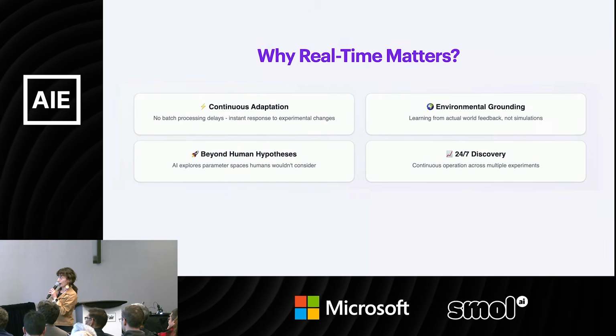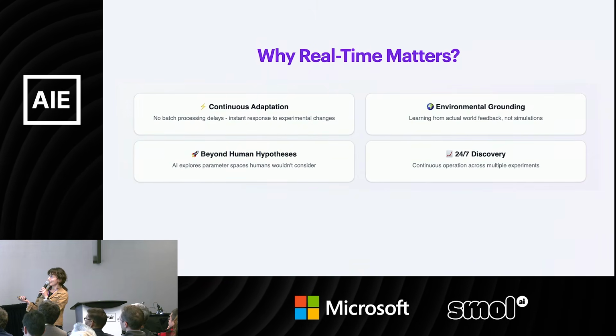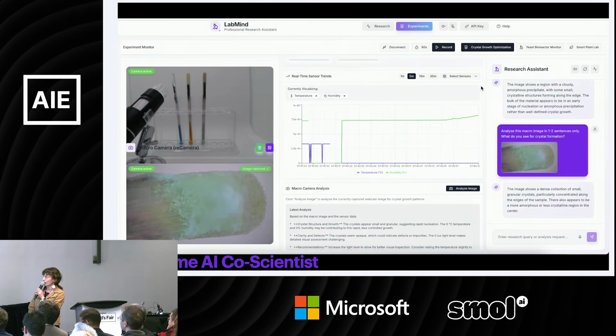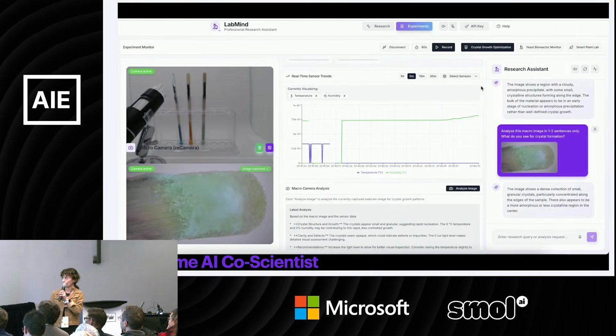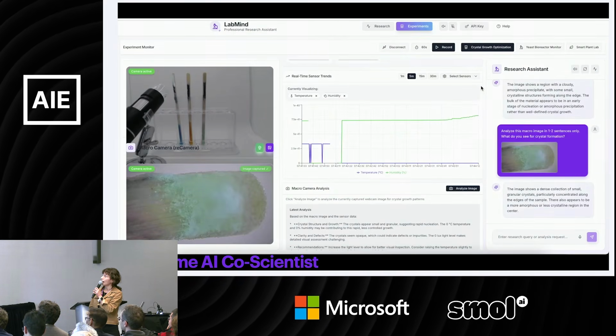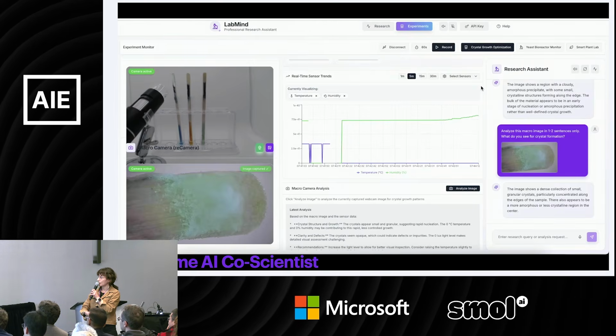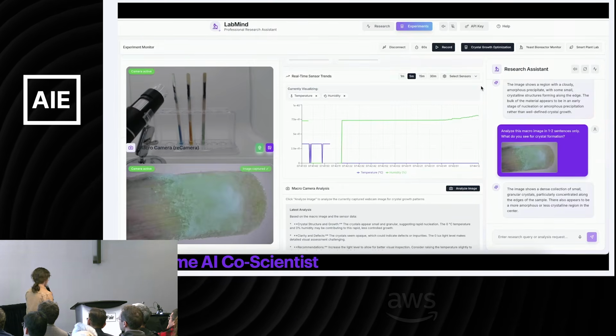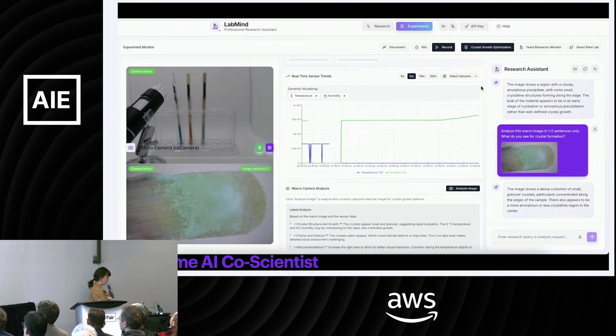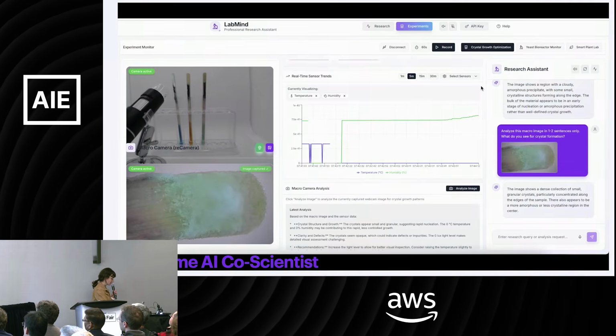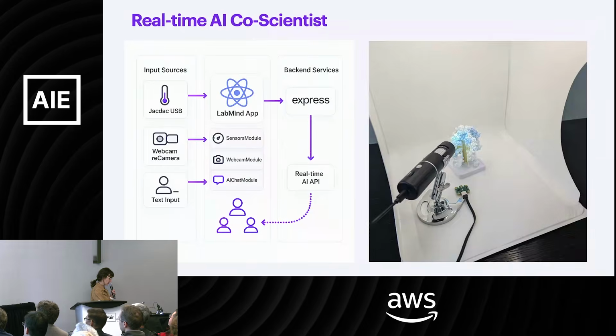So I hope I convinced you by now that real-time matters. And I wanted to show you how I use my system with longer experiments. You already saw the chat image. And I had to find experiments that I could actually do at home. So this is the overview of the system.